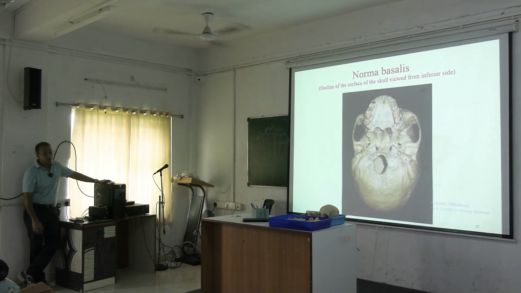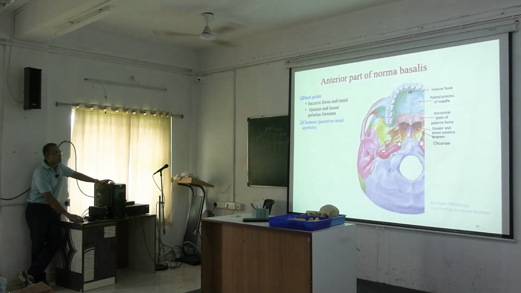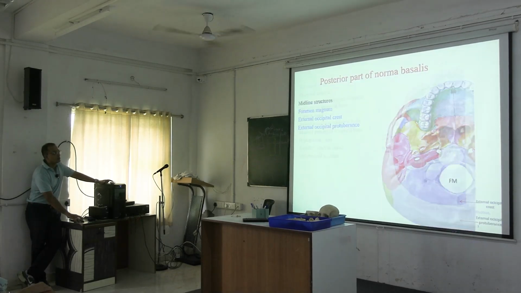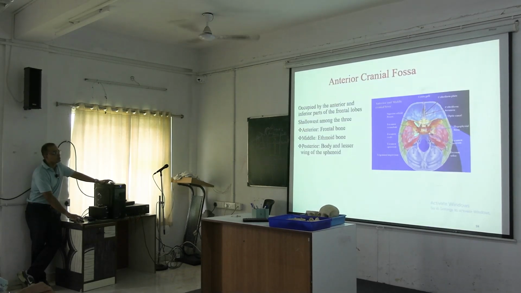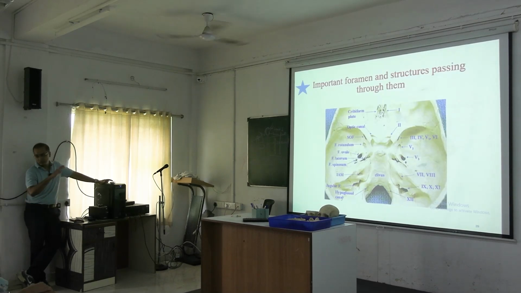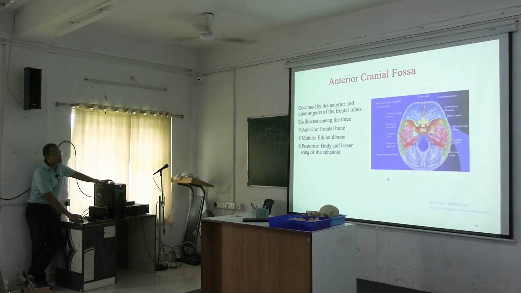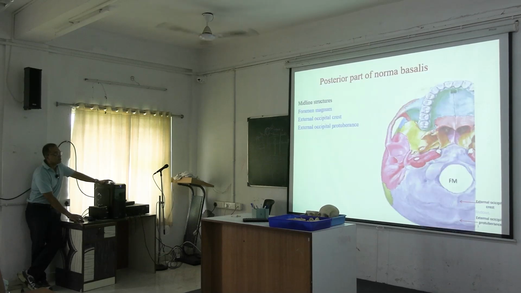We have learned so many times about this Norma basalis, and it has two views: the external view, or view from the lower part, and a cut section view. We call them the Norma basalis on the cut region, and this cut region exposes the cranial fossa, which exposes the foramens present in it. Through these, some neural and non-neural structures pass. So, these are the base of the skull from two extremes that we have to learn.